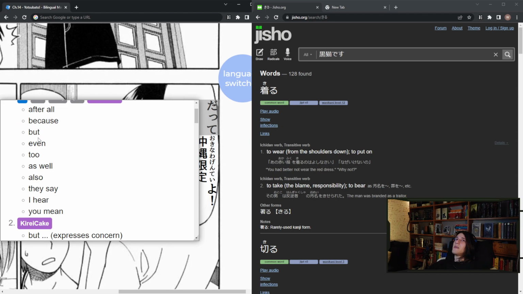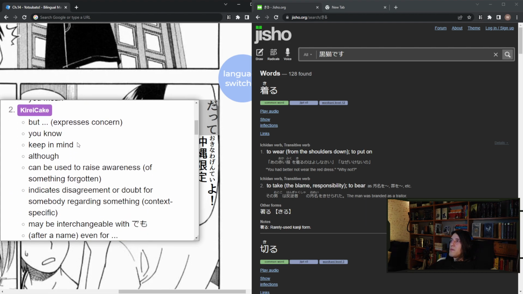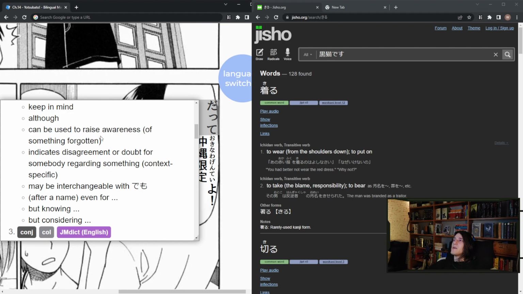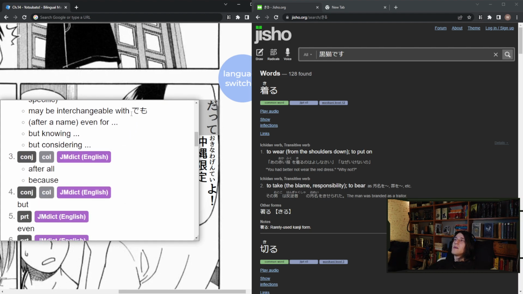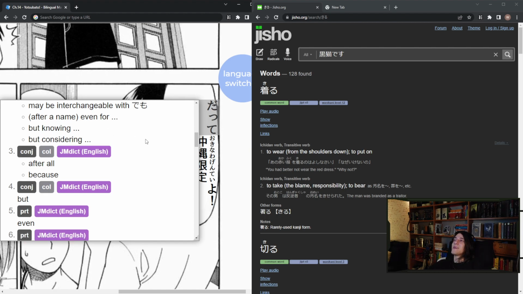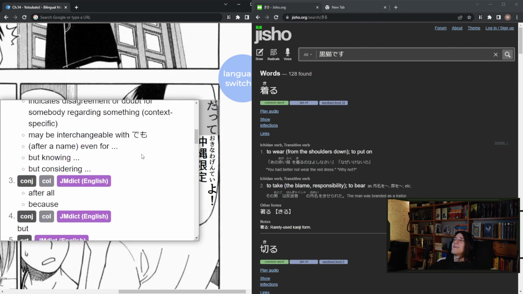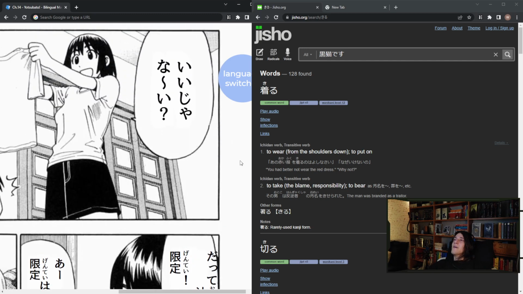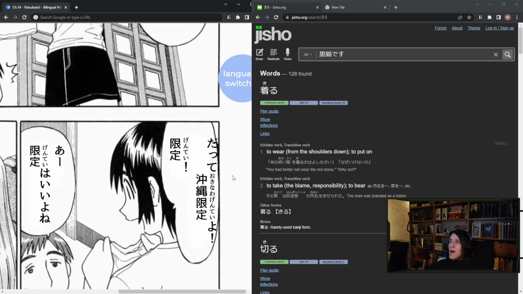Look at this. After all, because, but, even. Too, as well. Also, they say, I hear you mean. But, you know, keep in mind, although can be used to raise awareness of something forgotten, indicates disagreement or doubt for somebody regarding something, context specific, maybe interchangeable with demo. After a name, even for, but knowing, but considering. Datte Okinawa gentei. Well, let's try to remember the kanji.